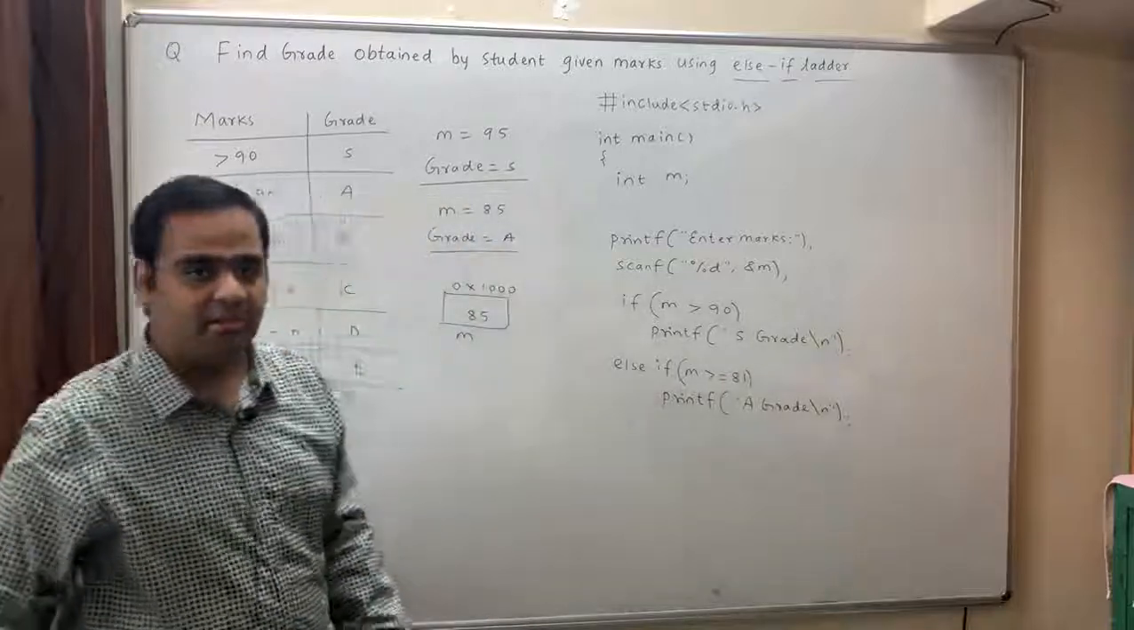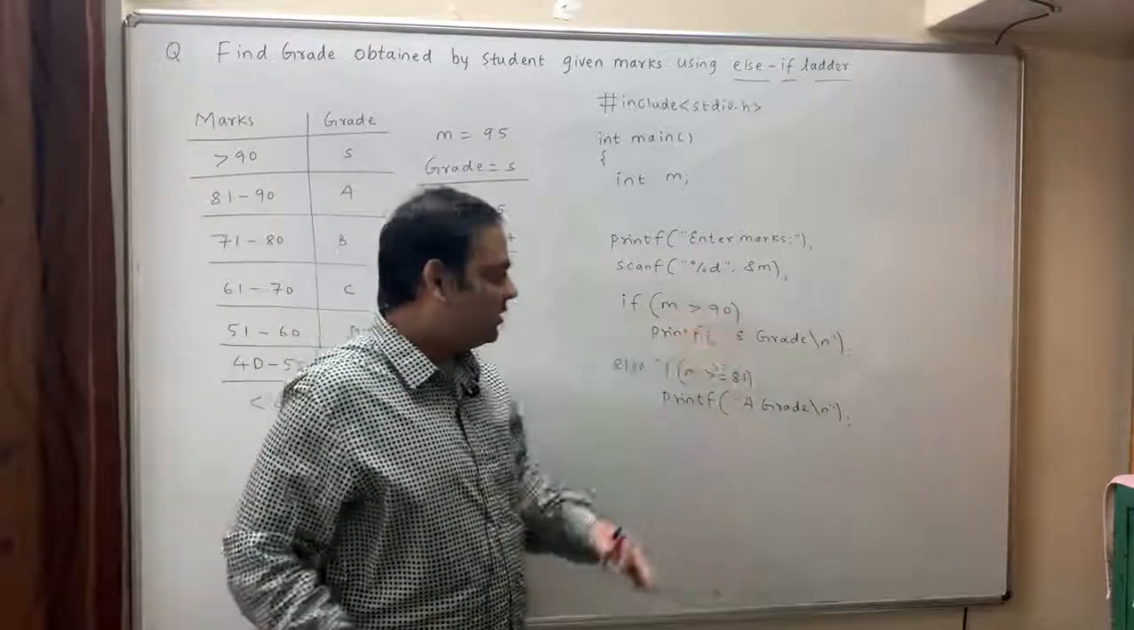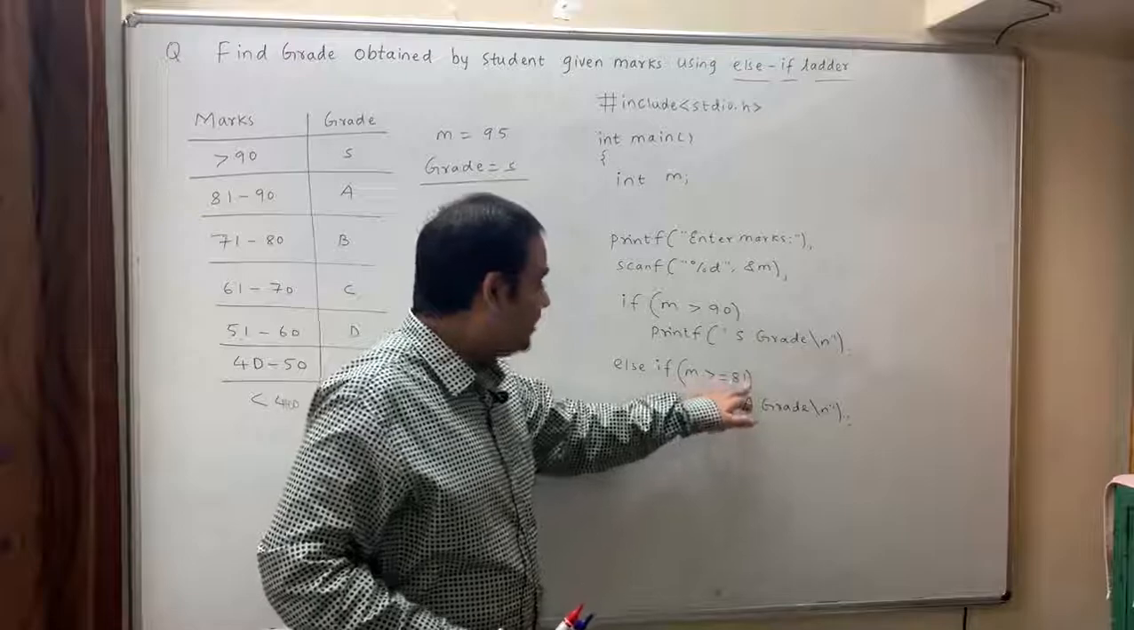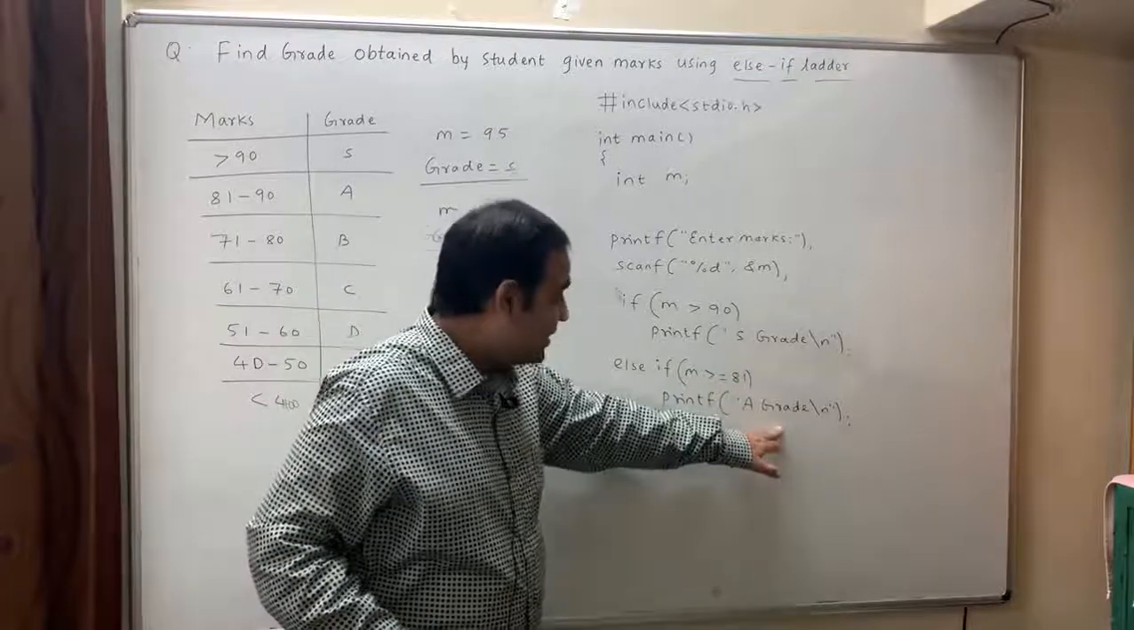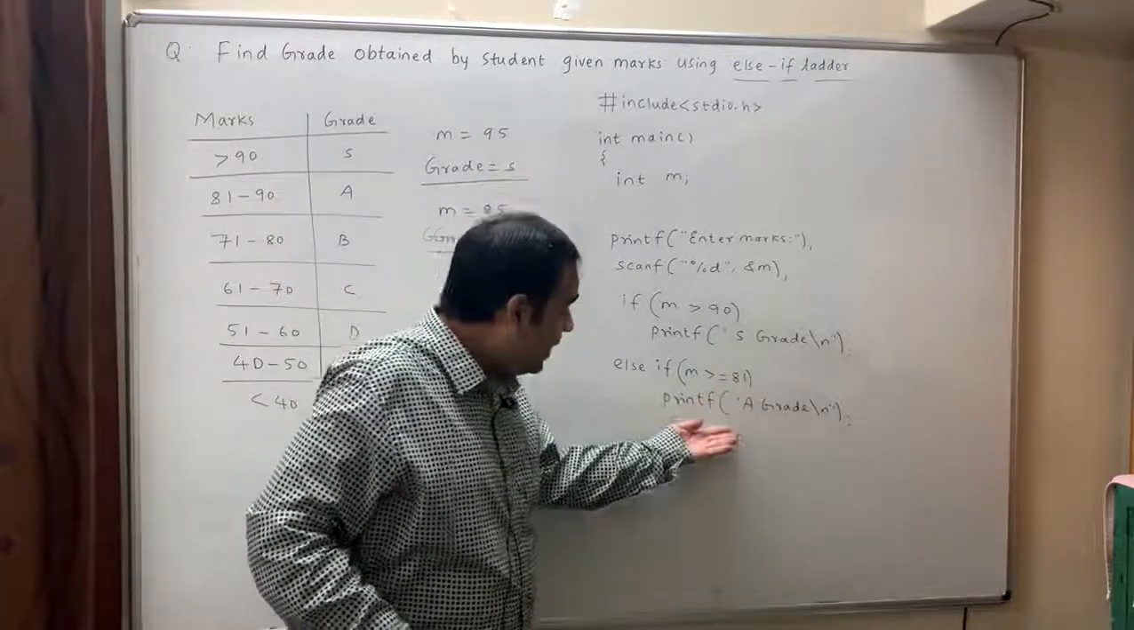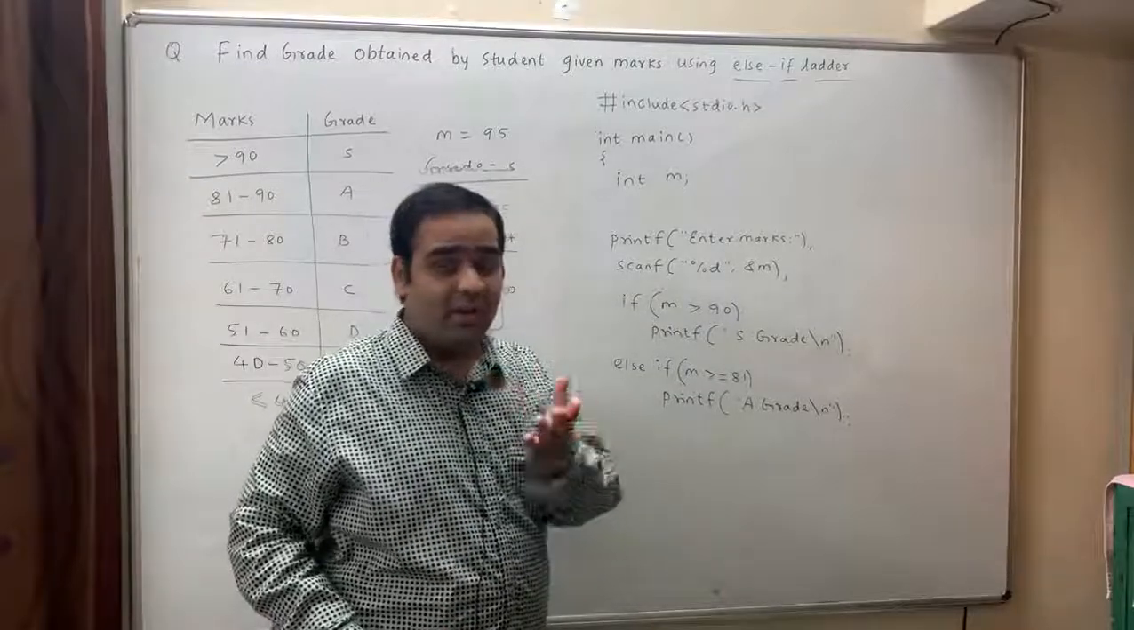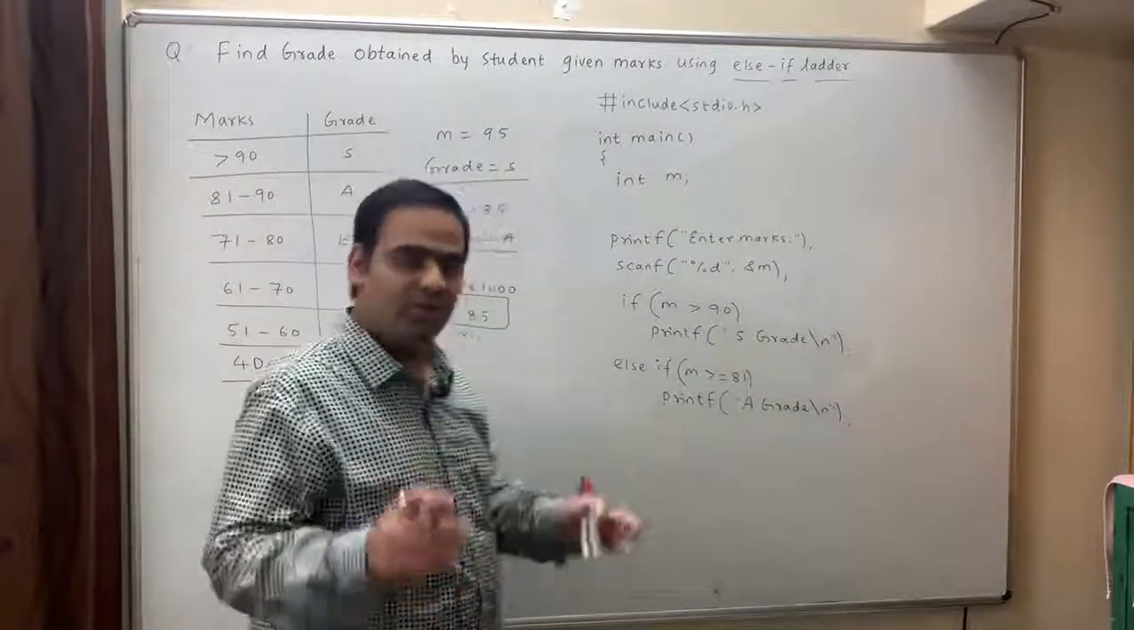Now let's see again. Marks is 85. 85 greater than 90 is false, but 85 greater than or equal to 81 is true, and it says A grade. That means even though the next conditions are true, it won't evaluate. That is how the ELSE-IF ladder works.